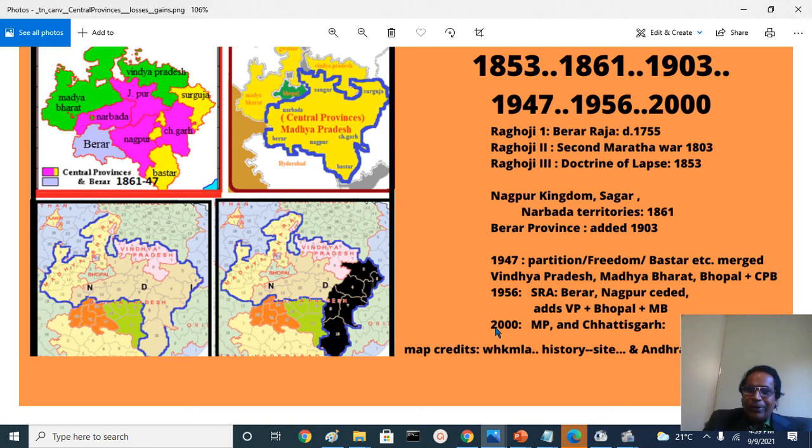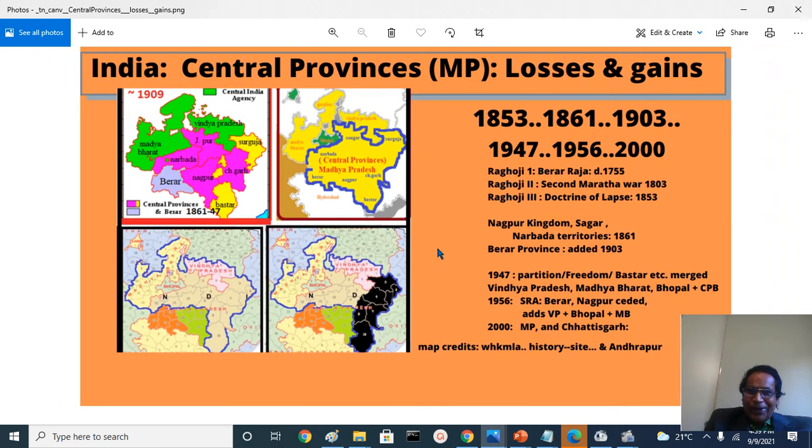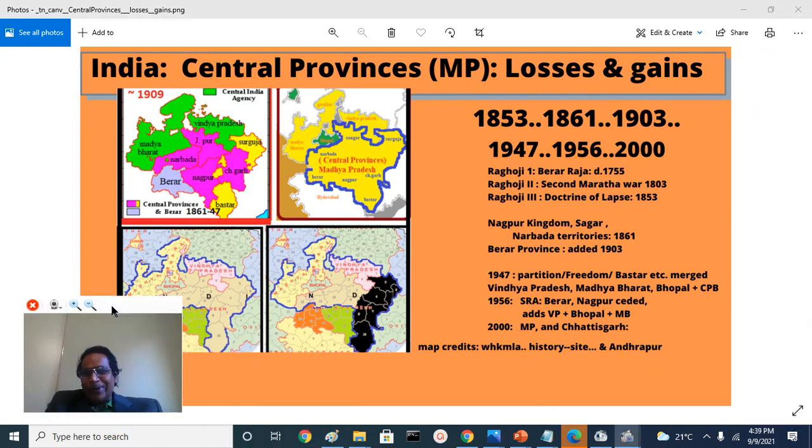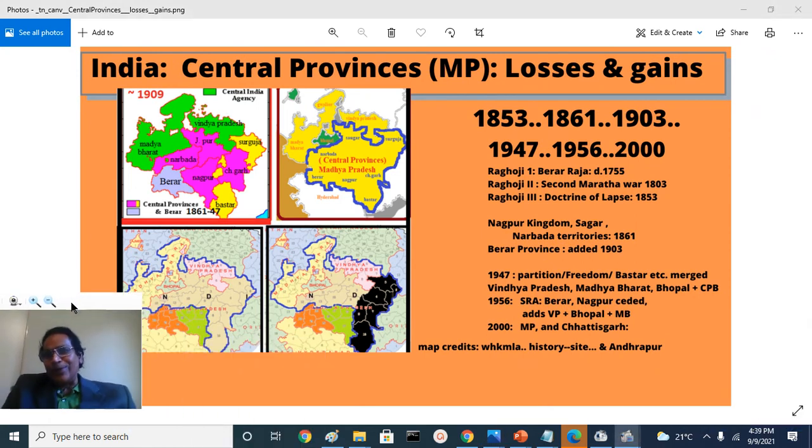In 2000, the unwieldy Madhya Pradesh was again bifurcated. Bastar district, Raipur district, Durg and Rajnandgaon, and this is the Bilaspur district and Ratanpur, Surguja district, that is Ambikapur, Jashpur Nagar, Sarangarh and Raigarh districts, they were designated as Chhattisgarh. So that is in brief about the losses and gains of central provinces.